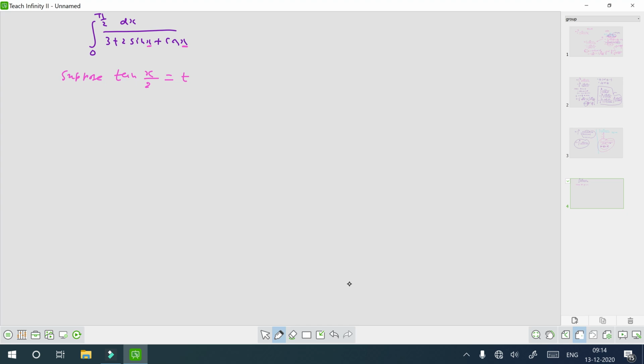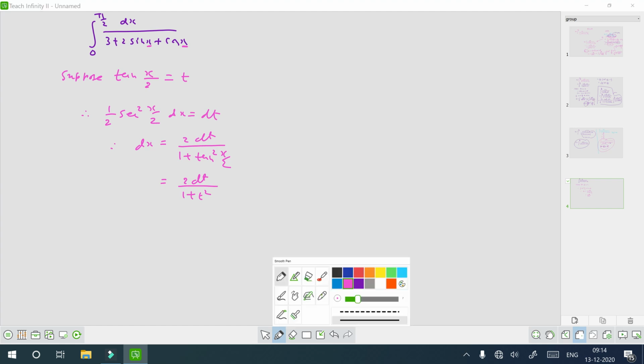Clear? Now differentiate it. 1 by 2 sec square x by 2 into dx is equal to dt. That we know. And therefore, dx is equal to 2 dt over sec square x by 2. Can I write that is equal to 1 plus tan square x by 2? Yes. That is equal to 2 dt over 1 plus t square. Clear? Now let us see.